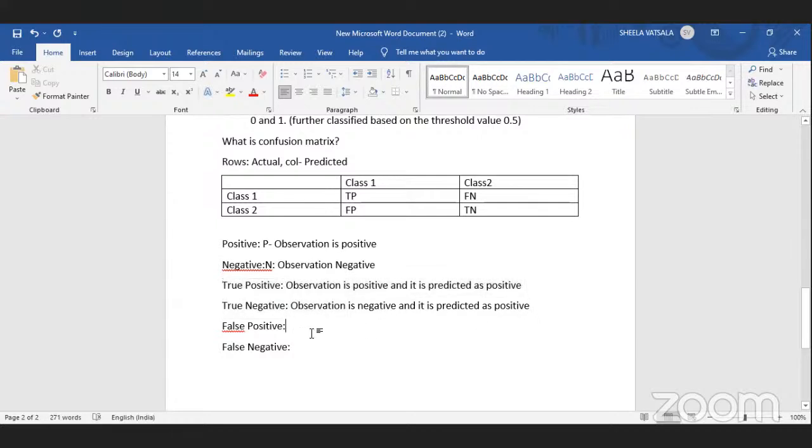But many times our machine learning model does not predict it rightly. So sometimes it will create a false negative, where the observation is positive but it is predicted as negative. And a false positive, where the observation is negative but it is predicted as positive.